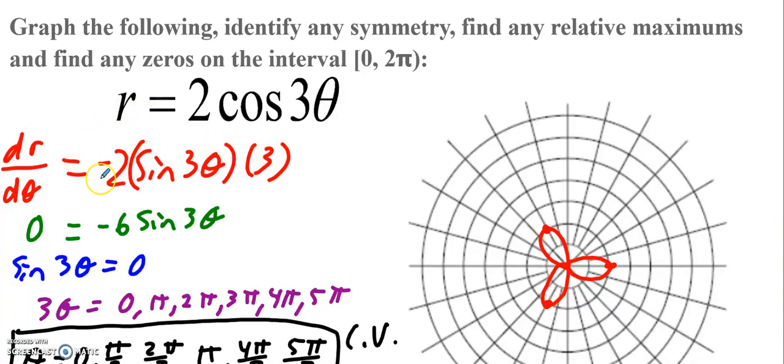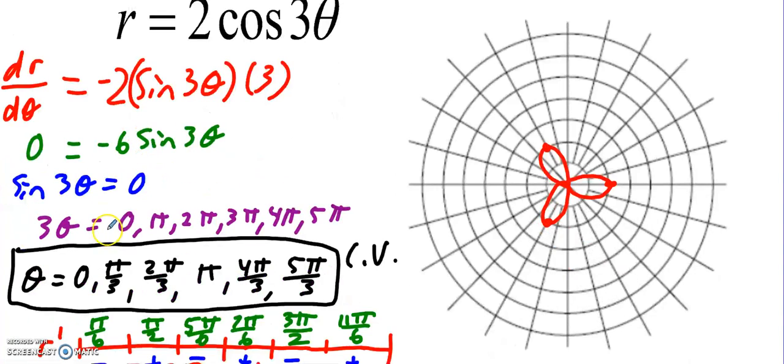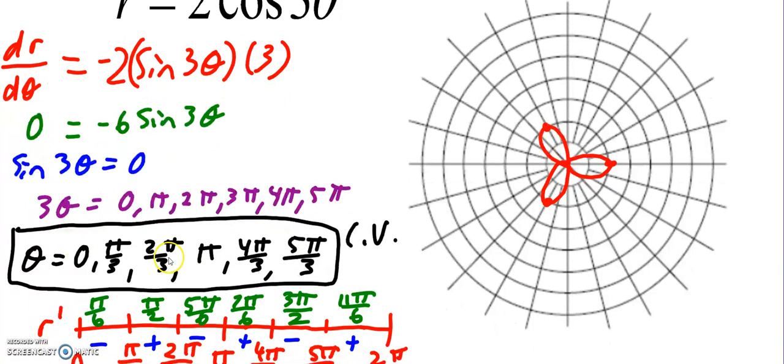Find the derivative. dr/d theta is -2 sine 3 theta times 3. Then I set this equal to 0. 0 equals -6 sine 3 theta. Found all my critical values between 0 and 2 pi. I get 0, pi thirds, 2 pi thirds, pi, 4 pi thirds, 5 pi thirds.